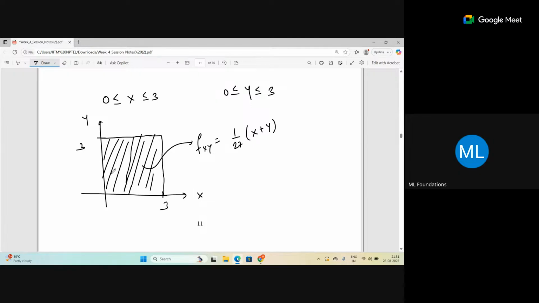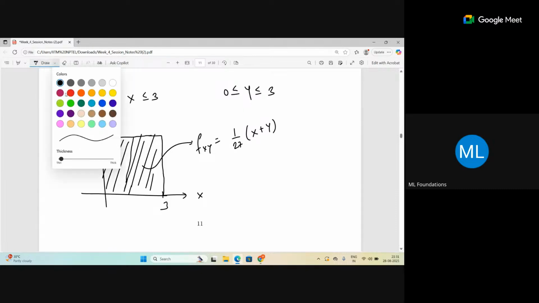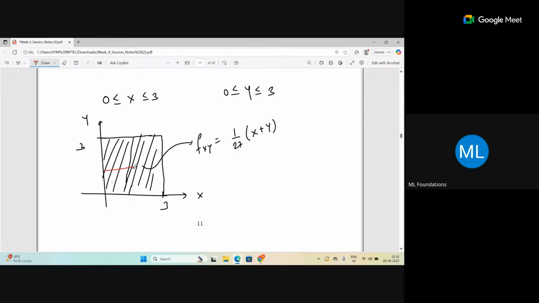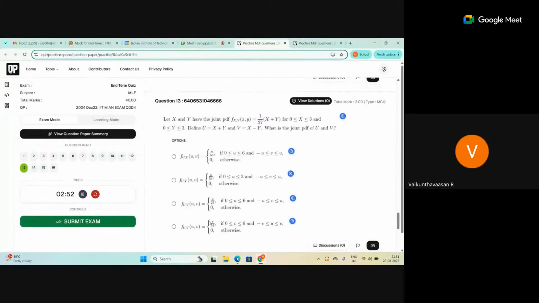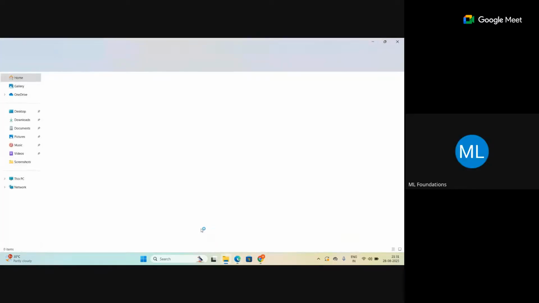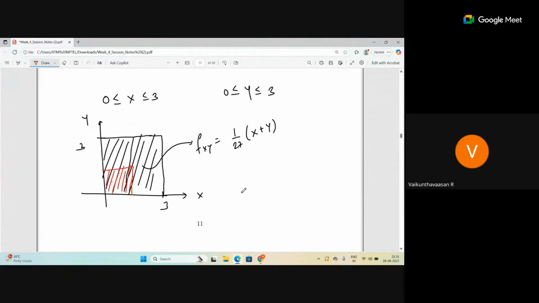If I wanted to find the probability of x between 0 to 1 and y between 0 to 1, how will that be? I think this portion, right? You just integrate over this portion, or you just directly multiply or substitute these values. That also you can do, but that is what the support means here. Okay, support means the bounds, right? Support means the boundary.